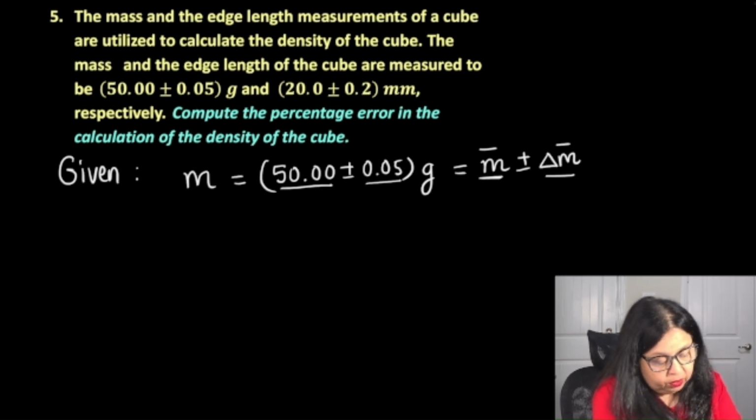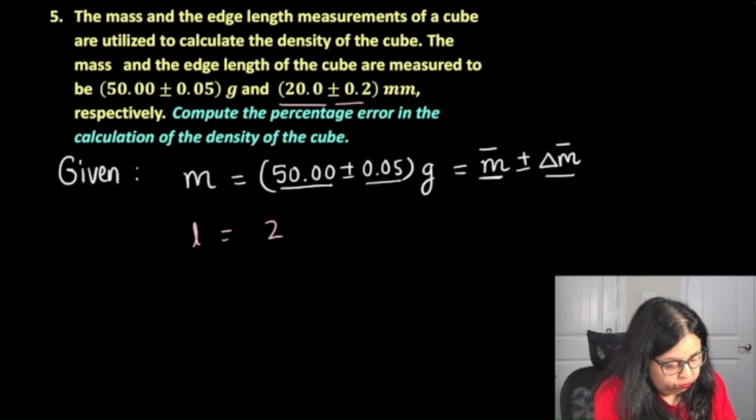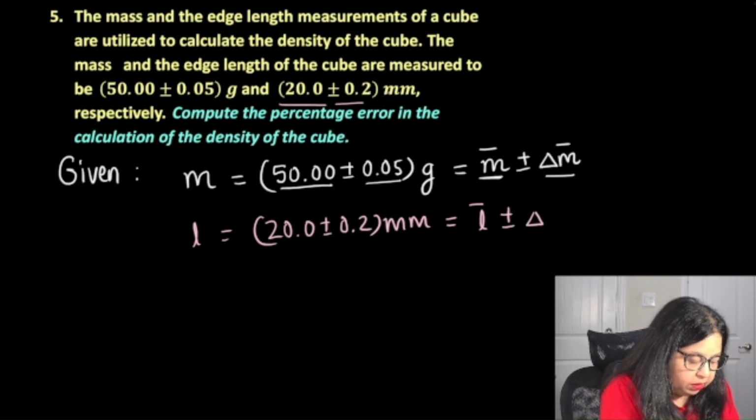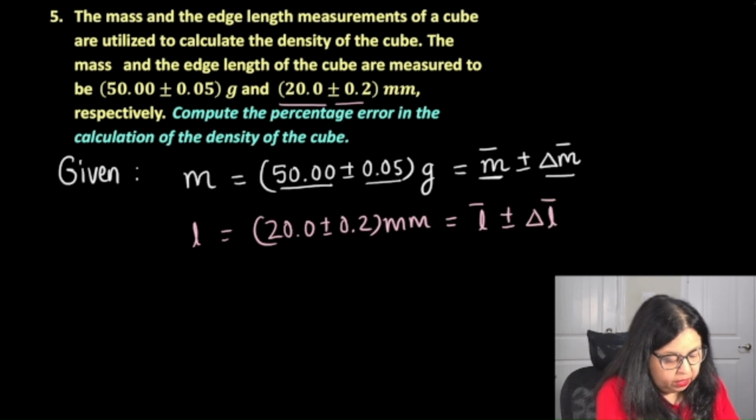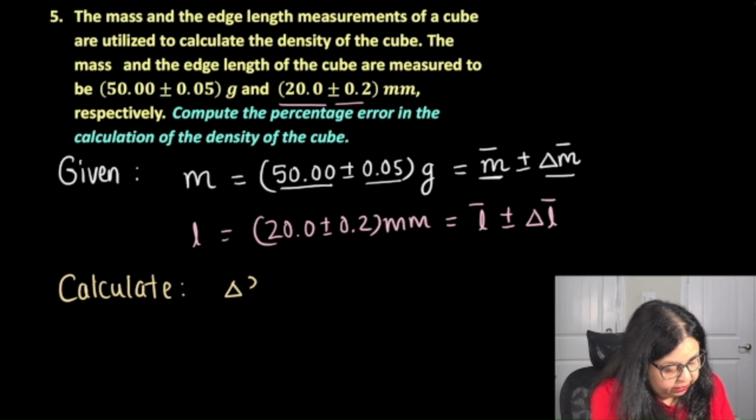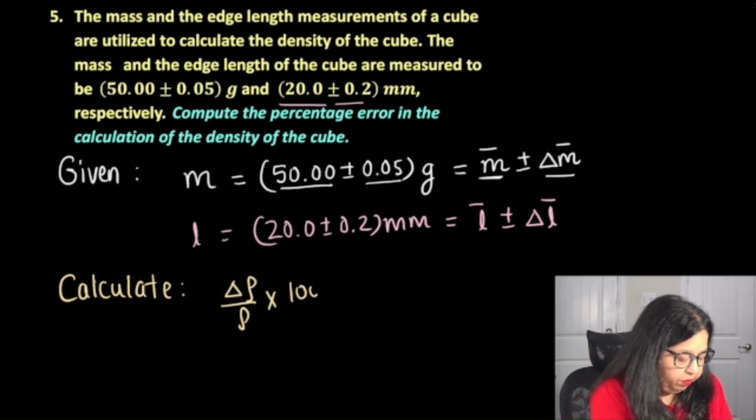What else are we given? We're given that the edge length of the cube, L, is equal to what? 20.0 plus minus 0.2 millimeters. And I'm going to write this equal to L bar plus minus delta L bar. Okay. We're asked to compute the percentage error in the calculation of the density of the cube. So, problem says calculate what? Delta rho over rho times 100.